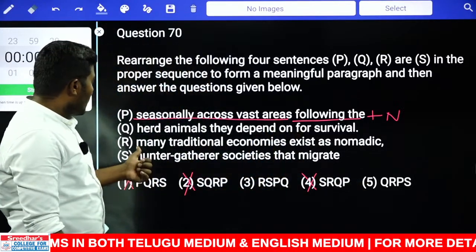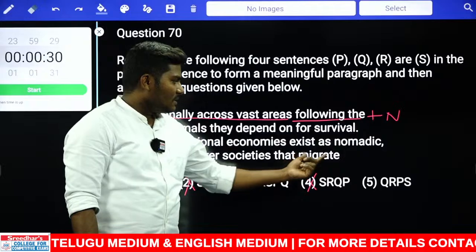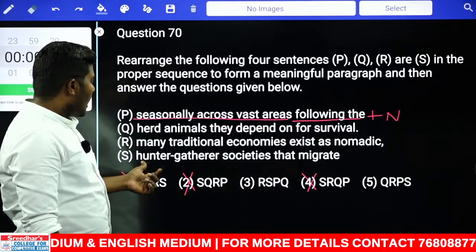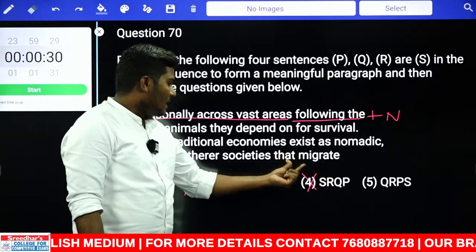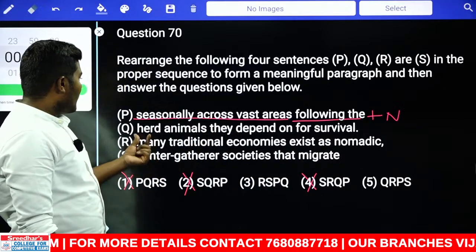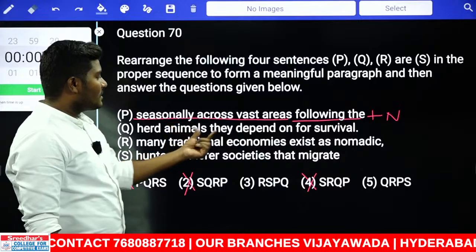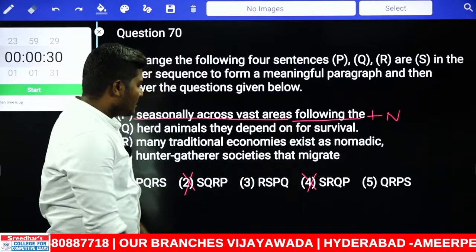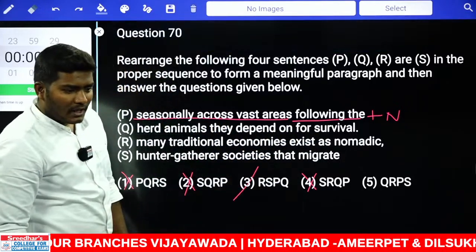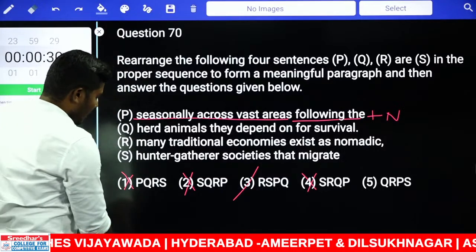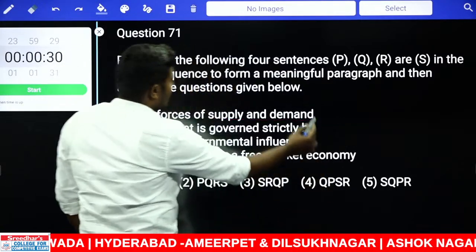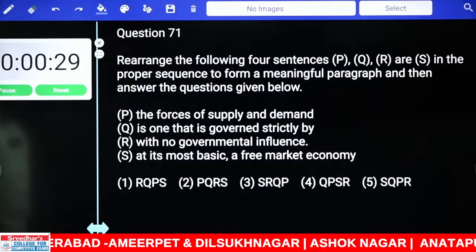Let us check with 3. "Many traditional economies exist as nomadic hunter-gatherer societies that migrate" what? "Migrate seasonally across vast areas following the herd animals they depend on for survival." Absolutely, our answer can be 3. Have you all got 3? Very good, that's a good one. Next, let's go for the 71st. Start your answers.